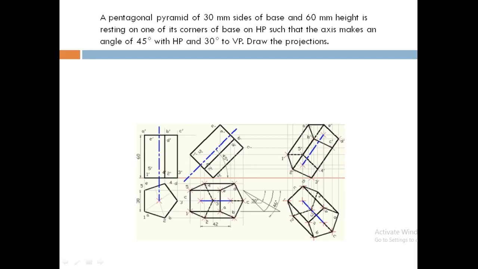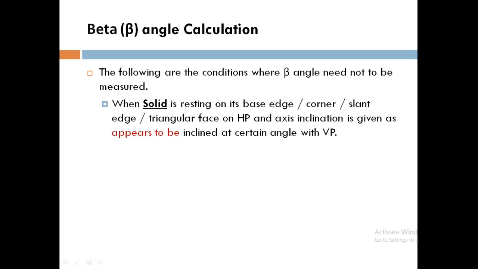If you look into the previous cases, here the axis inclination is given as 30 degrees to VP. If instead of giving it as 30 degrees to VP, a phrase is added as appears to be inclined at 30 degrees to VP, then it indicates that they are directly giving the apparent angle. So no need to calculate the beta angle if the words appears to be are given in the problem.